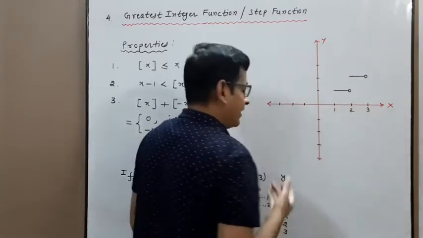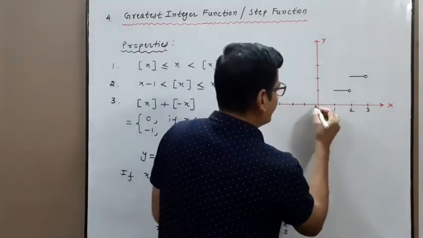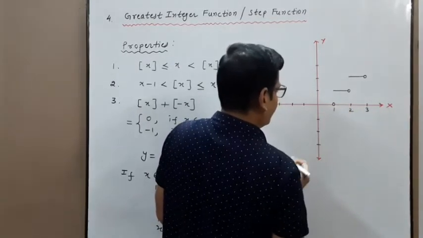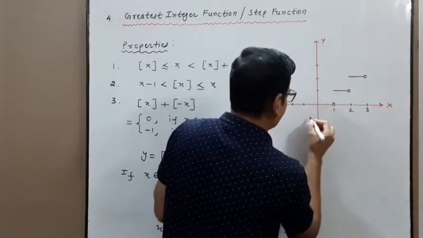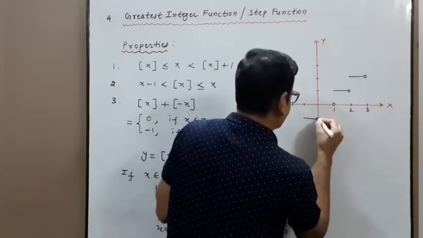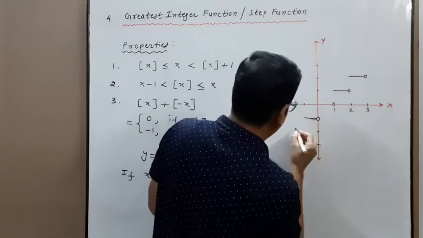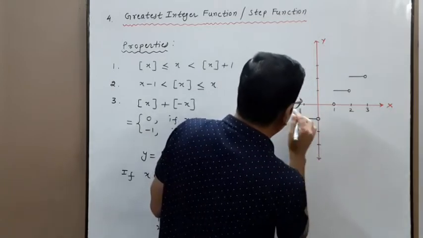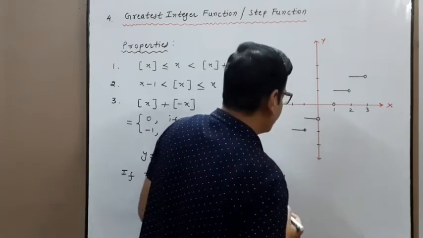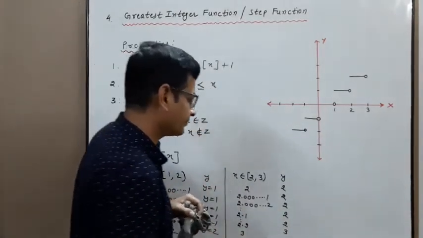Now similarly extend the graph to that side. Between 0 and 1, here a hollow circle; between minus 1 and 0, here a hollow circle; similarly between minus 2 and minus 1, a hollow circle. And now we write the summary.